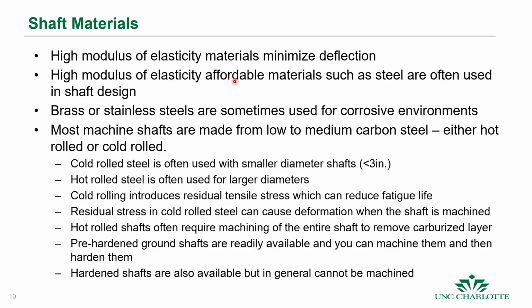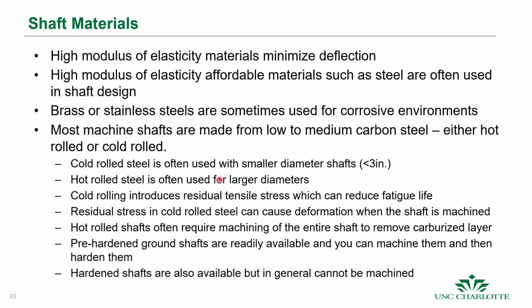High modulus of elasticity materials that are relatively inexpensive are steels, and these are often used for shaft design. Sometimes brass or stainless steels are used for corrosive environments, but in general, most machine shafts are made from low to medium carbon steel that is either hot or cold rolled. In general, cold rolled steel is used with smaller diameter shafts, less than 3 inches, and hot rolled steel is often used for larger diameter shafts.